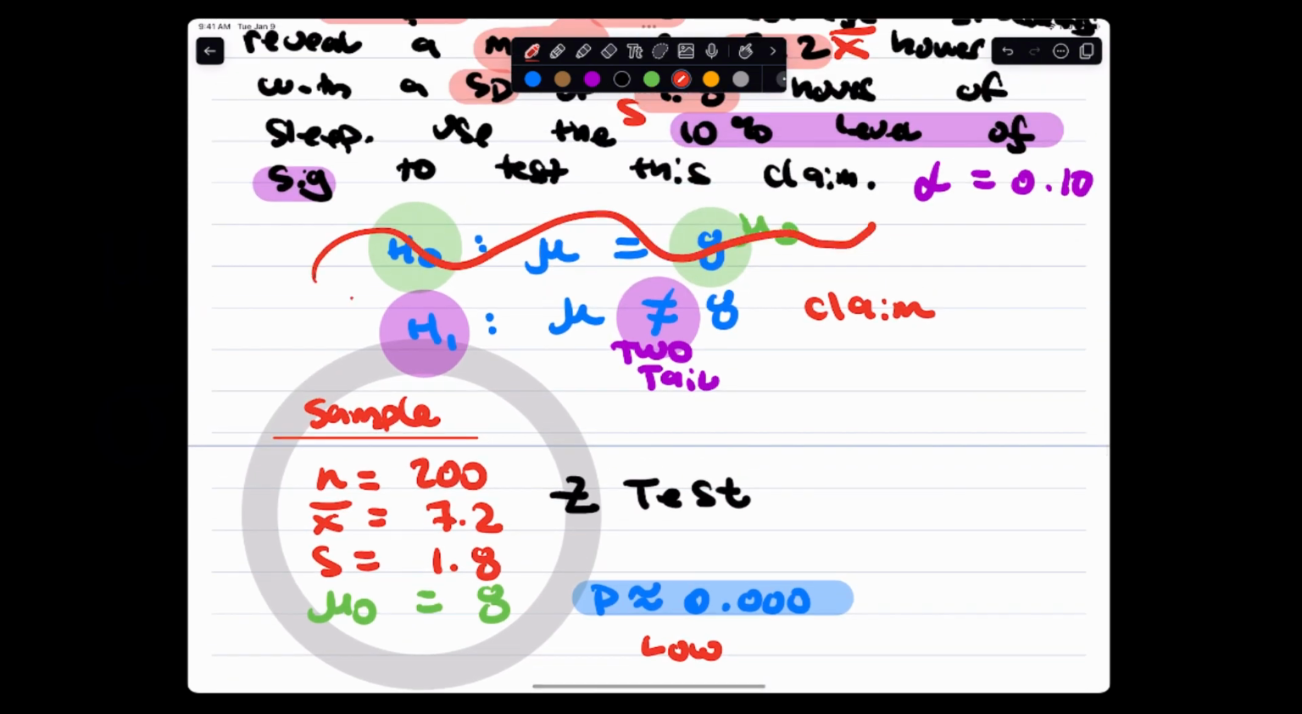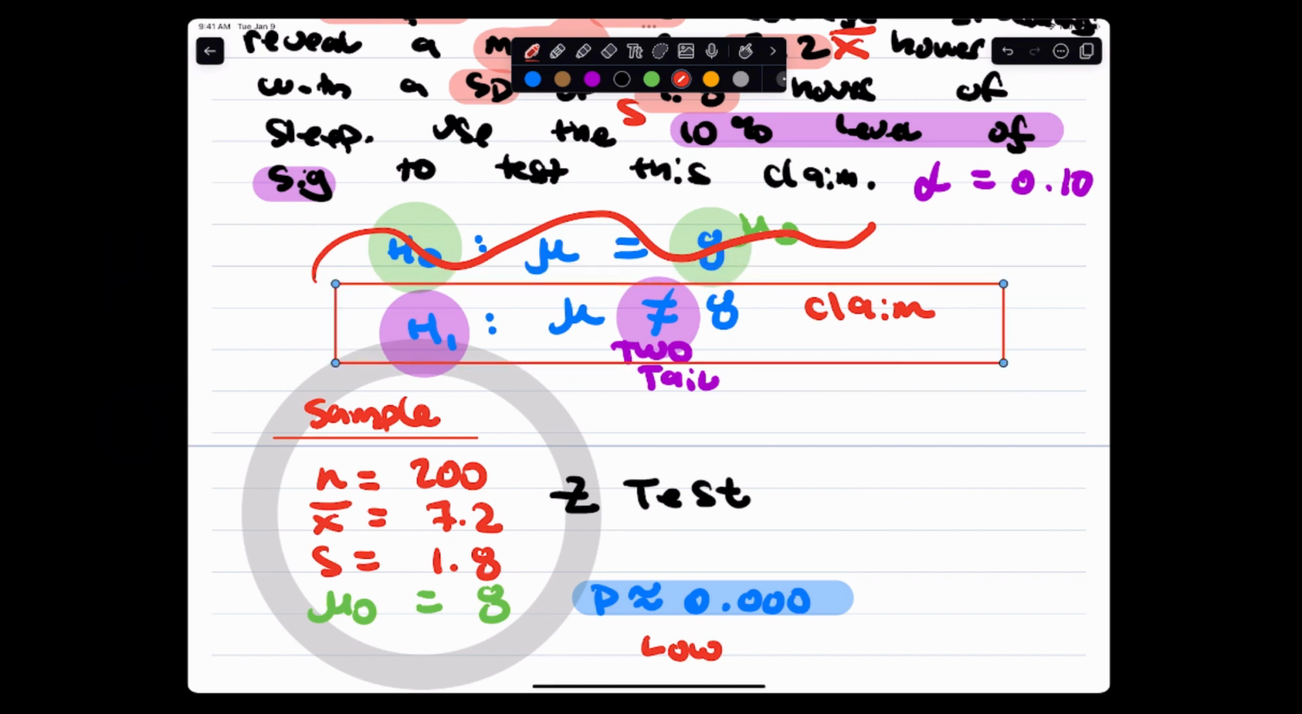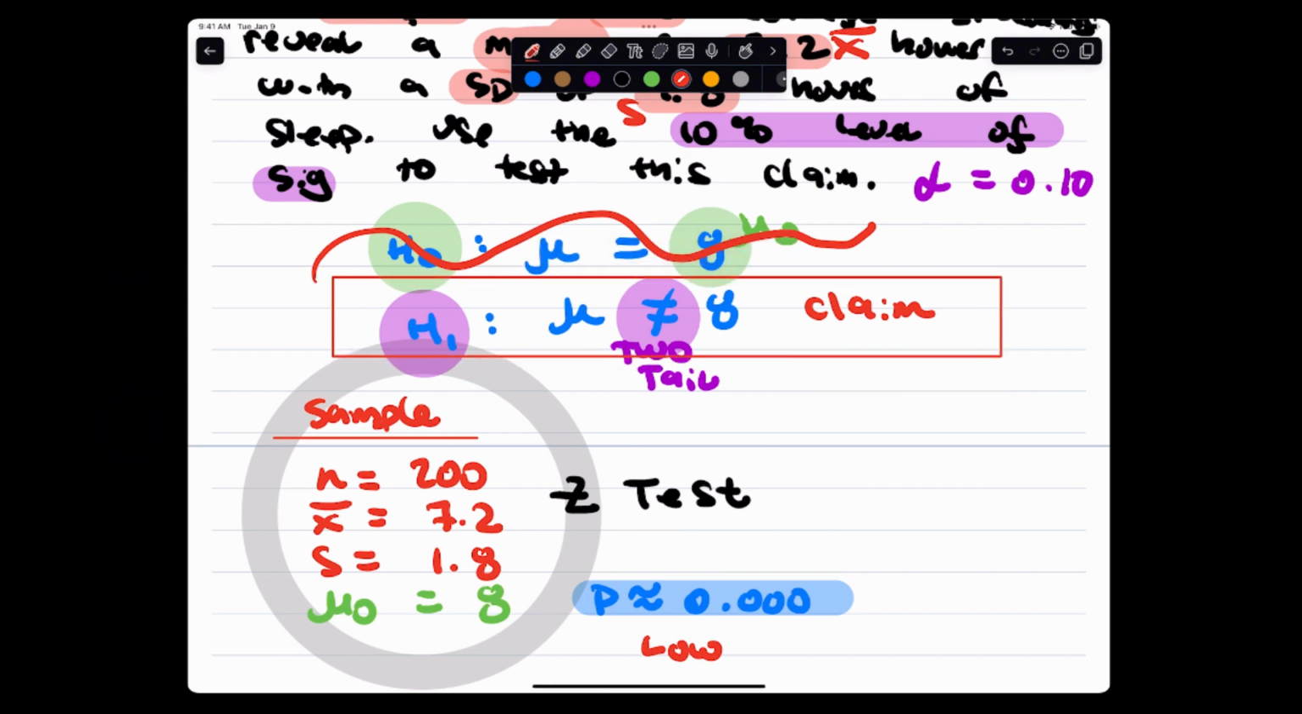Goodbye, null, but you're hugging the alternate. What does the alternate happen to be? The alternate happens to be the claim. So this hypothesis test is revealing that the mean hours of sleep certainly is not 8. What does that mean about the claim? What's your conclusion? You got to have that conclusion.